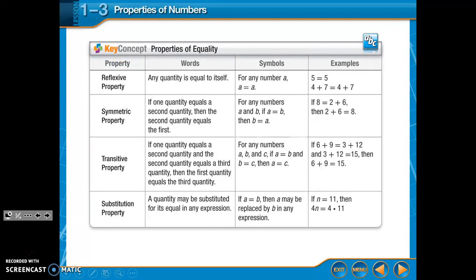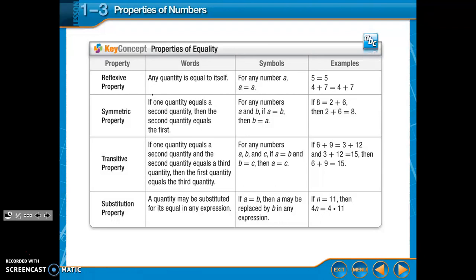So we first want to look at the properties of equality. There's 4 of them that we're going to be looking at right now. The first is the reflexive property, which says any quantity is equal to itself. So here, for example, I have 5 equals 5, which is true. 4 plus 7 equals 4 plus 7. So whenever you have the same exact thing on both sides of an equation, that would be showing the reflexive property.